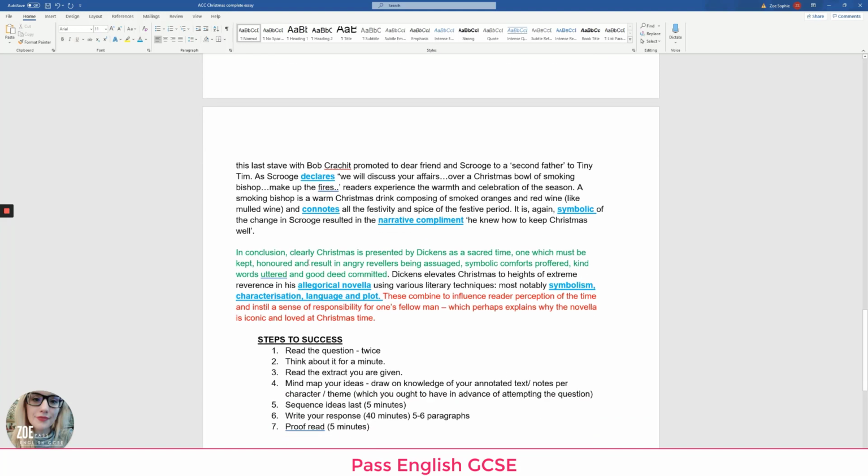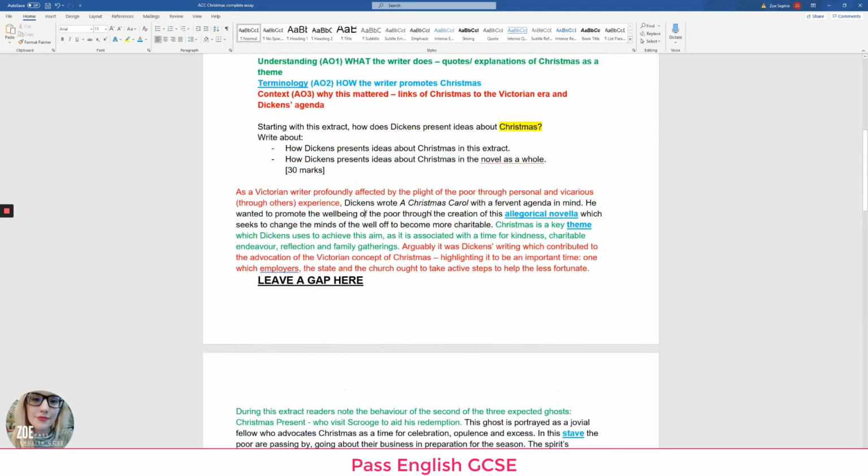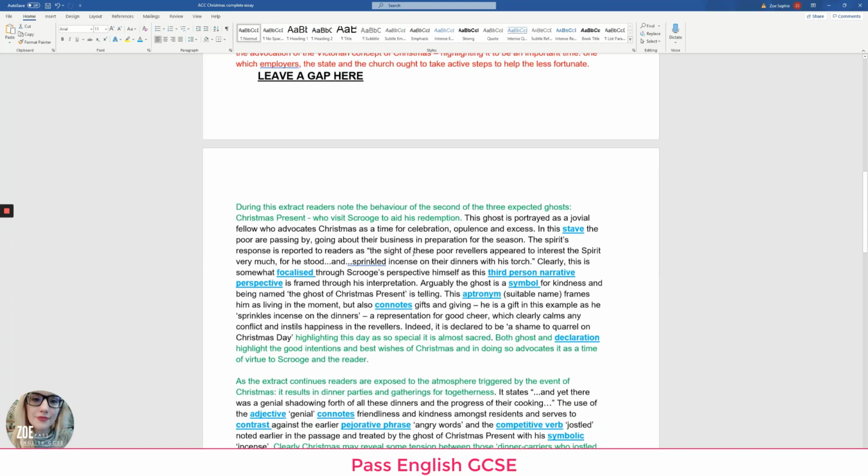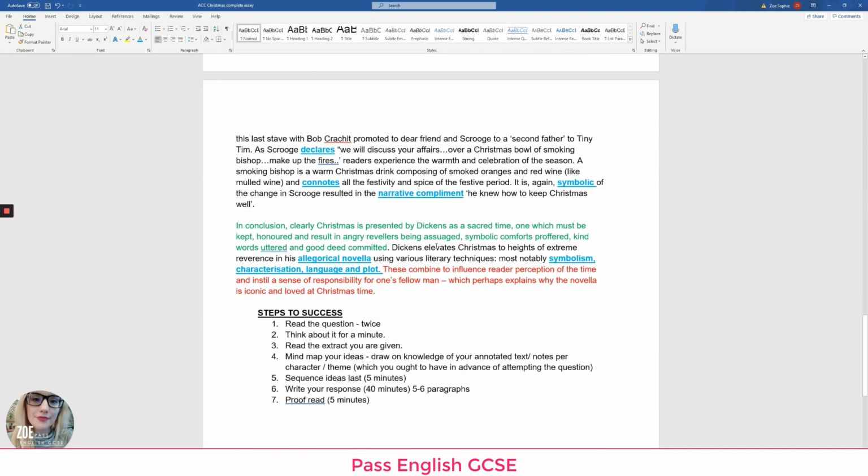Right, I've got to wrap it up now. So in conclusion, use that because it makes it clear to the examiner you're nearly finished. Clearly, Christmas is presented by Dickens as a sacred time. So this sort of mirrors what I've said at the introduction. Okay, I have said key theme, time of kindness, charitable endeavor, reflection and family gatherings. So I want to mirror that in my conclusion. Sacred time, one which must be kept honored and result in angry revelers being assuaged. That means soothed. So I'm referring to the extract they've given me.